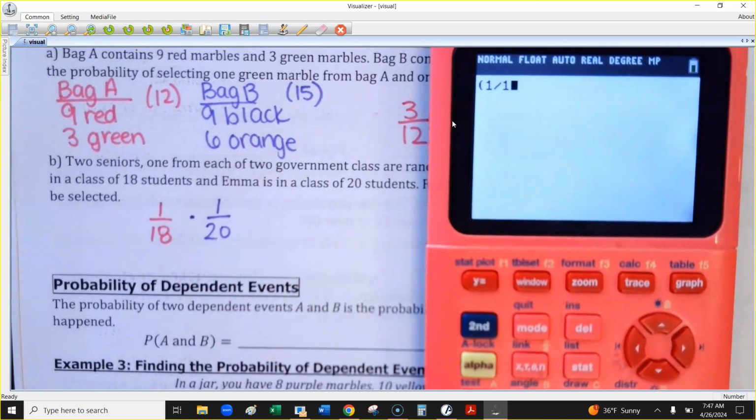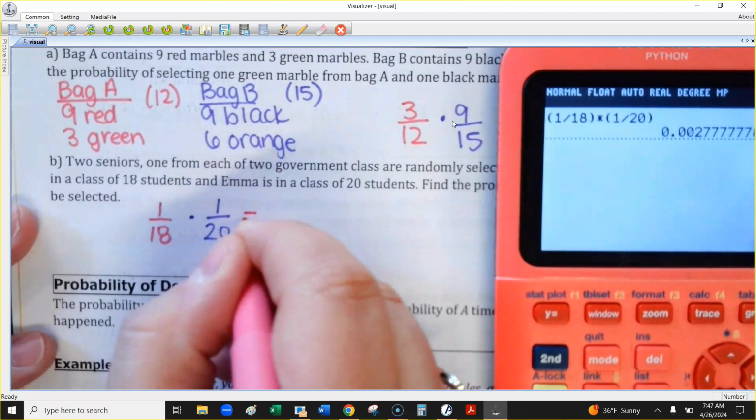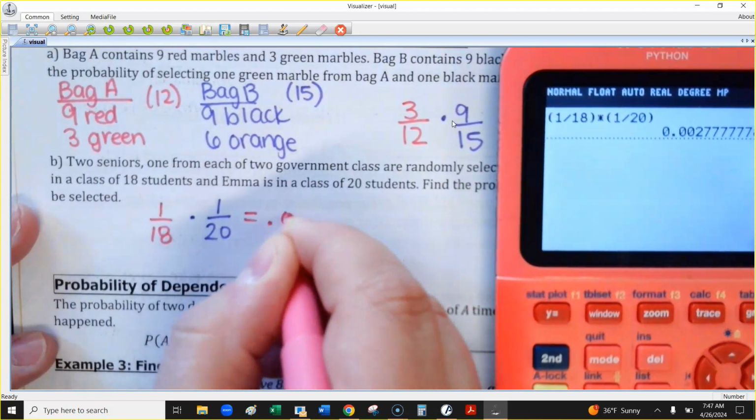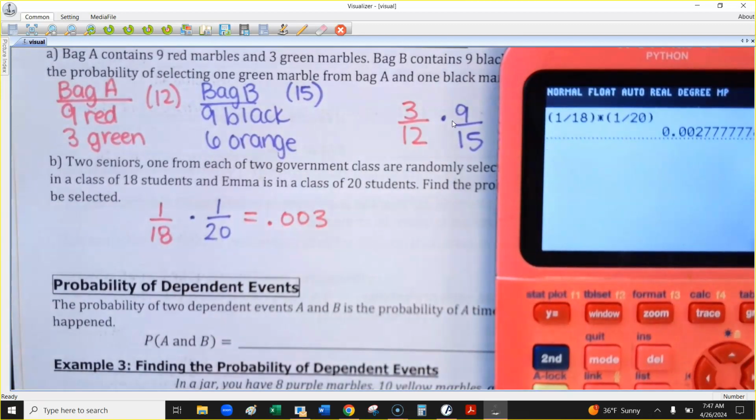So 1 out of 18, and you just multiply these together. The probability I pick both of these people, let me go ahead and write that as a decimal. So I'm going to go 3 places here, because that's typically what they ask for on the MyMathLab if you're doing that. So super, super tiny.